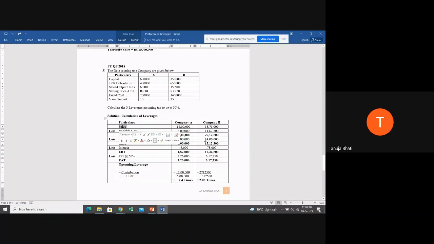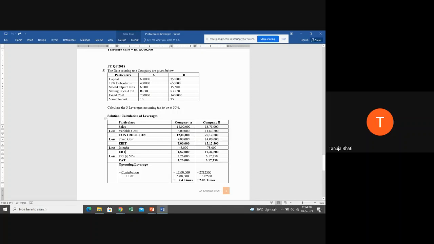So sales. How did you get 18 lakh? The total units of sale for A is 60,000. 60,000 into 30, you got 18 lakhs. Less variable cost. Variable cost is 10 per unit. The total unit is 60,000. So 60,000 into 10 per unit, you got 6 lakh. Your contribution is 18 lakh minus 6 lakhs, that is 12 lakhs. Less fixed cost. Fixed cost is directly given in the problem, 7 lakhs. It will remain fixed. So 12 lakhs minus 7 lakh, you got EBIT as 5 lakh.